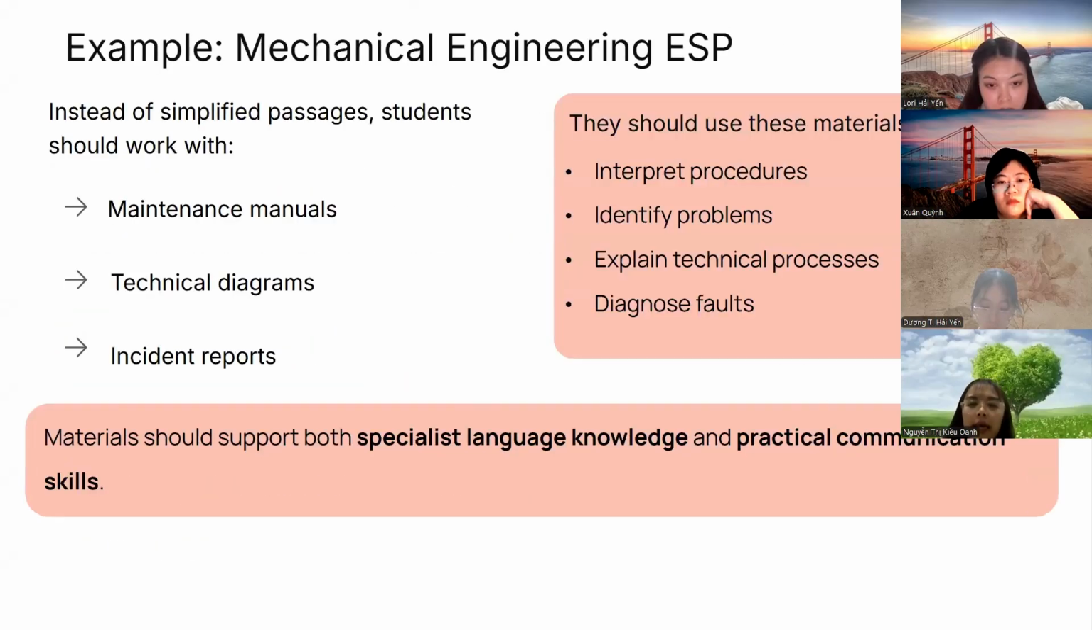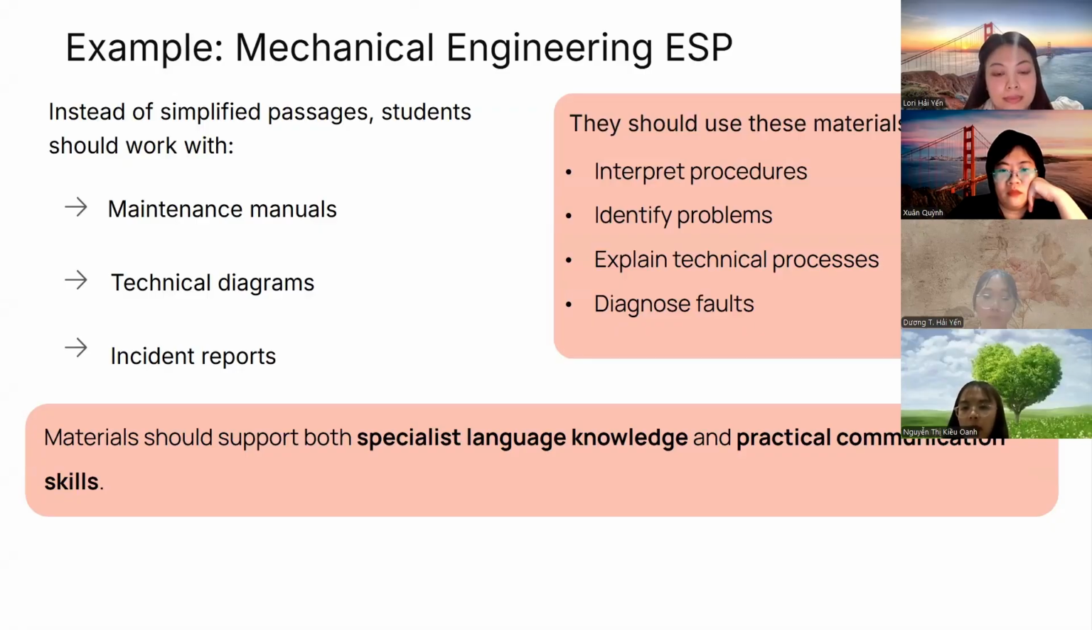For example, in engineering ESP, it is often not appropriate to give students short, simplified reading passages that are written only for language practice. Instead, students should work with materials such as maintenance manuals, technical diagrams, and incident reports. Why are these materials most useful? Because they present the kinds of text an engineer or technician may really have to read and use.